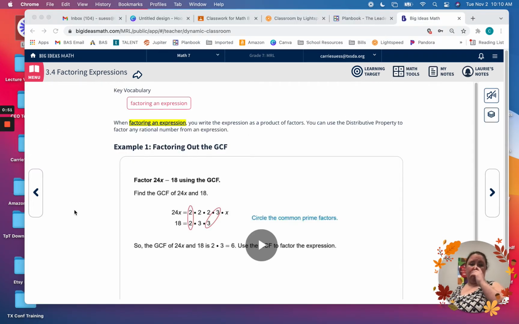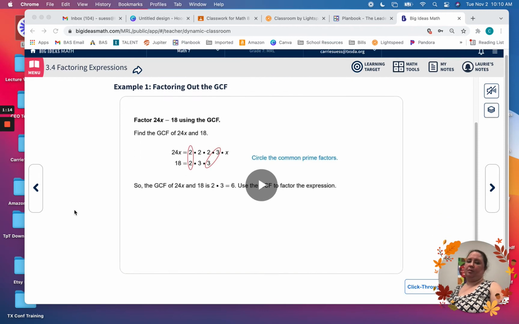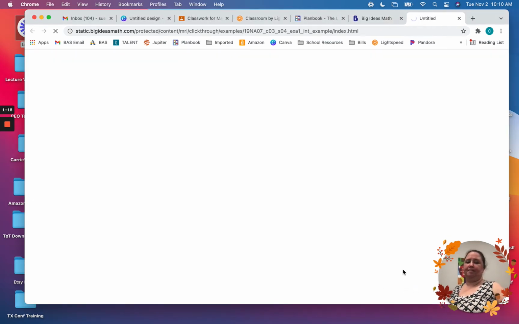Okay, so factoring an expression. Somebody tell me, what is the definition of factoring an expression, Joel? Factoring an expression is writing a numerical expression or algebraic expression as a product of factors. Yes, writing an expression as a product of factors. Very good. You can use distributive property to factor any number. So let me show you this example. Please put this in your journals.